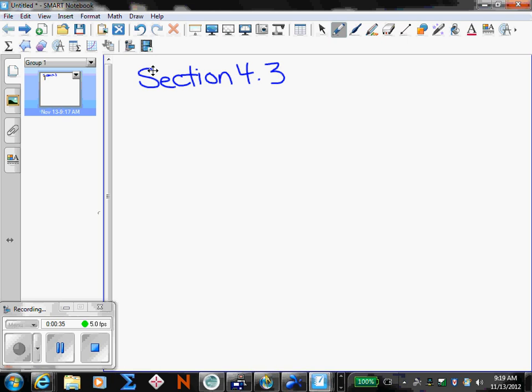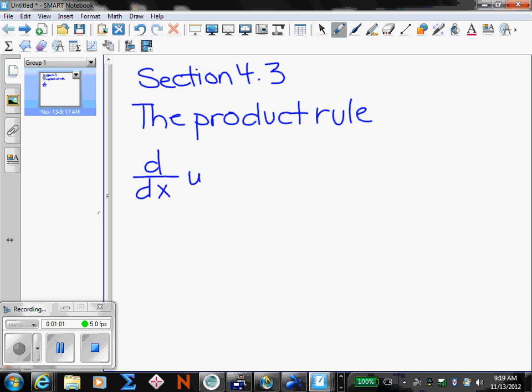The first rule we're going to learn is called the product rule. So this rule will be used on functions that involve a product. I will give you the rule first, and then we will do several examples. So we are going to take the derivative of u times v. U and v are both quantities that have a derivative.